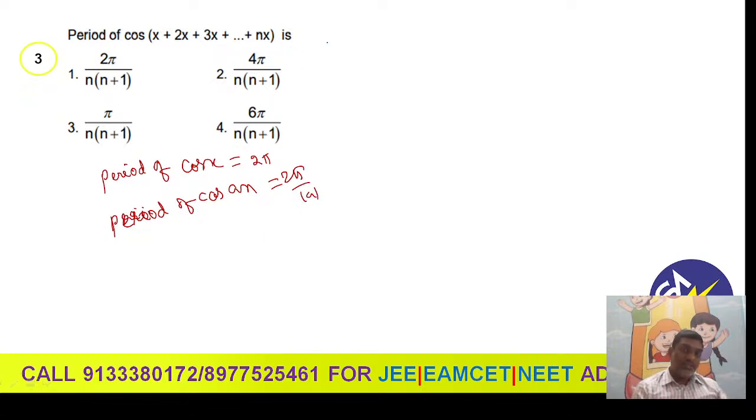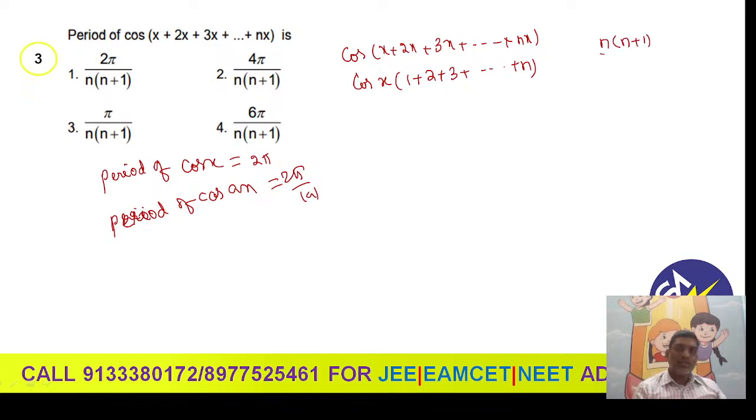Now let us take the given question: cos of x plus 2x plus 3x plus and so on plus nx. Here we can take x out common: cos x times 1 plus 2 plus 3 plus and so on plus n. What is the sum of the first n natural numbers? n times n plus 1 divided by 2.